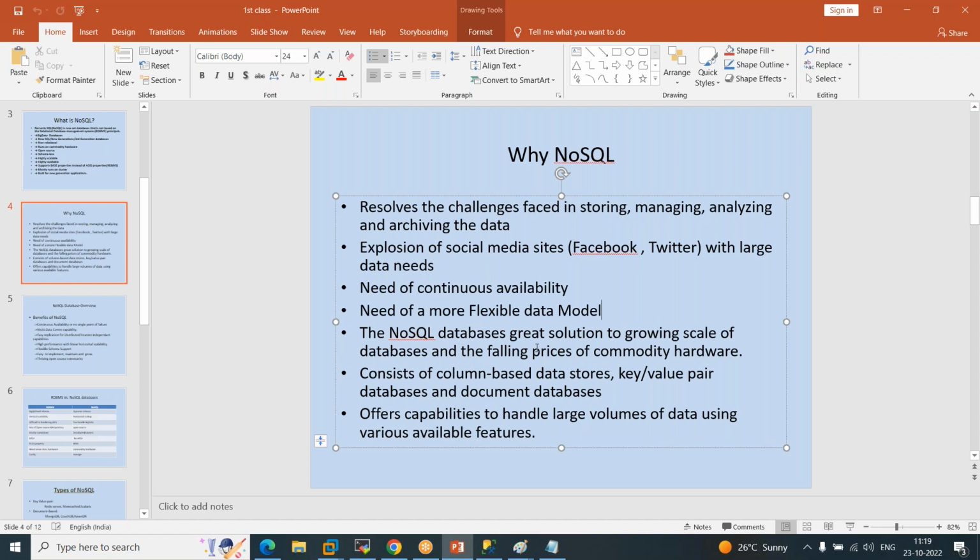The NoSQL database is a great solution to the growing scale of databases and falling prices of commodity hardware. So why is it a great solution? I'm reading these lines because I want to go point by point. I can explain and close this topic, but going point by point gives you better, in-depth information. If you look at the hardware 10 years ago, buying a 2 GB pen drive used to cost thousands.